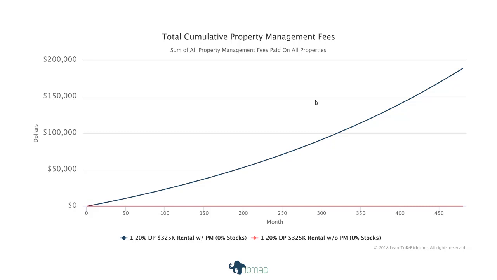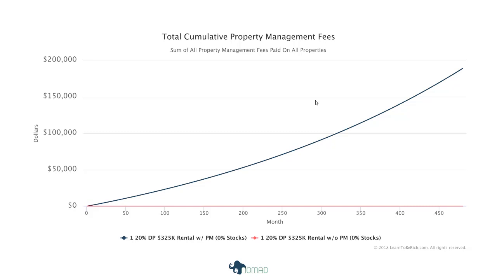Total cumulative property management fees. This shows you the sum. If you add up all the property management fees you paid over this time period with inflating rent, your property management costs, all that stuff's going up. So basically, it goes whoop like this and ends up being about $180,000 or so.